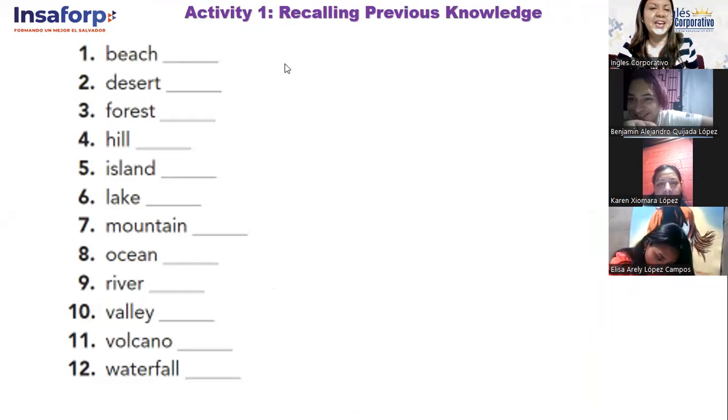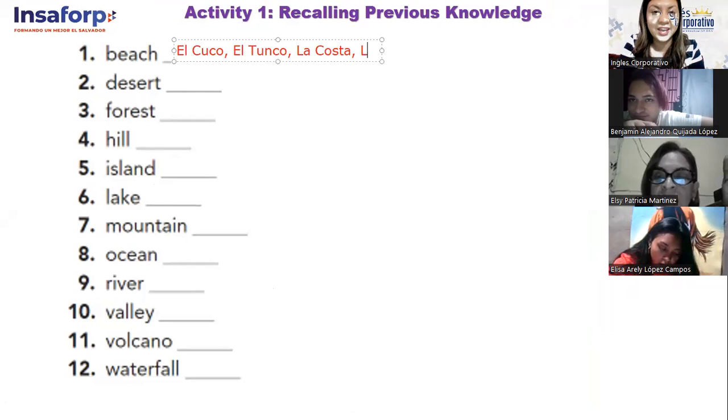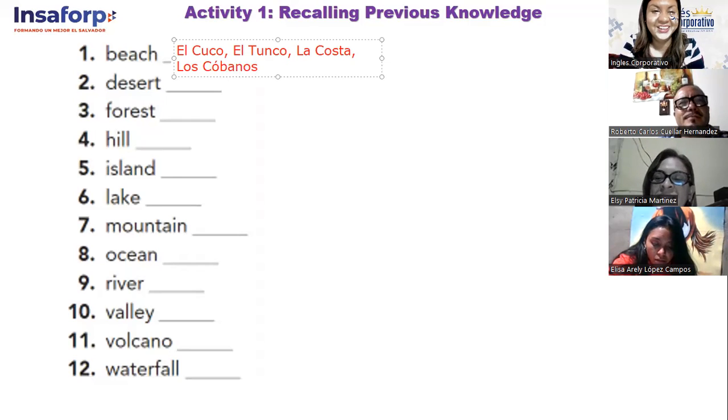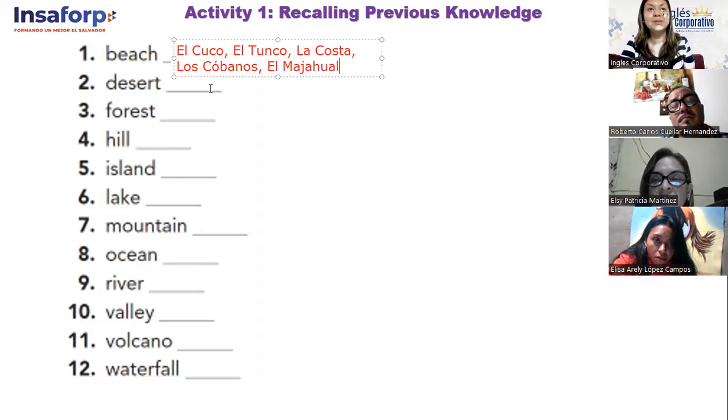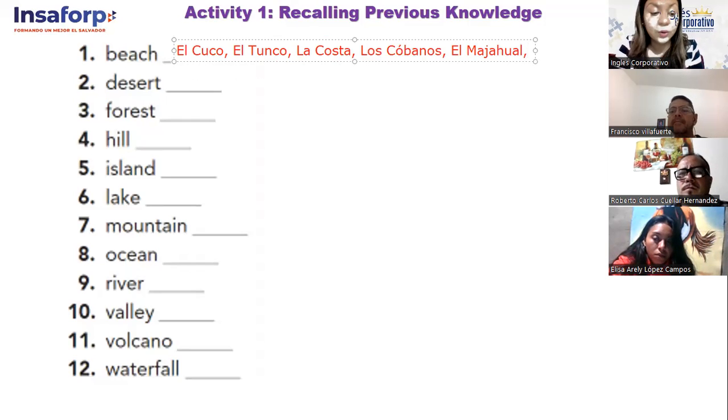El Cuco Beach. Okay, nice. El Tunco, right? Los Cóbanos. El Espino. El Majagual. Very nice. We have a lot of examples because in our country we have a lot of beaches. Now, what about other countries? Beaches from other countries? Maui. Cancun.